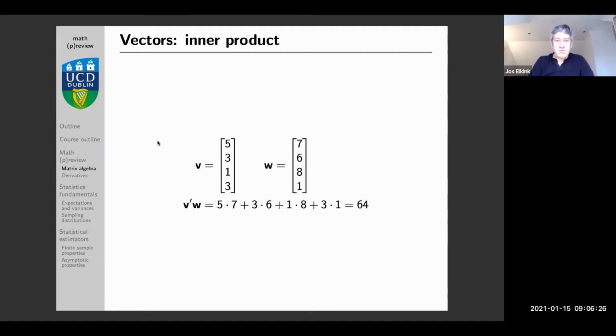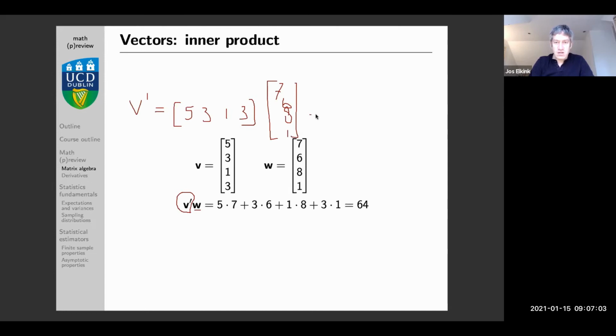Now for that, the rules are a little bit different. So we can talk about the inner product, and the inner product means that we turn one vector into a row vector and then multiply it with a column vector. So first, V transposed is a row vector 5, 3, 1, and 3. And we multiply that with a column vector 7, 6, 8, and 1.